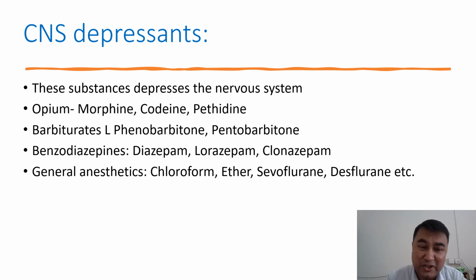Then we have barbiturates, examples of which are phenobarbital, pentobarbital. Then we have benzodiazepines: diazepam, lorazepam, clonazepam. Then we have the general anesthetics: chloroform, ether, sevoflurane, desflurane, etc. All these CNS depressant substances and their derivatives which I have listed are examples of CNS depressants, and they act by depressing the central nervous system.